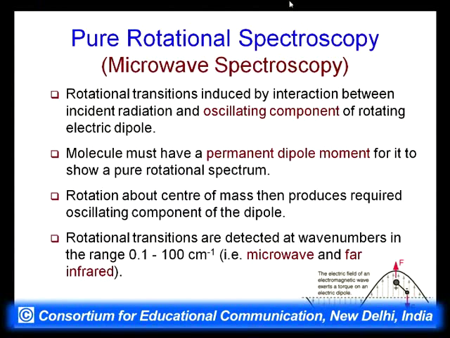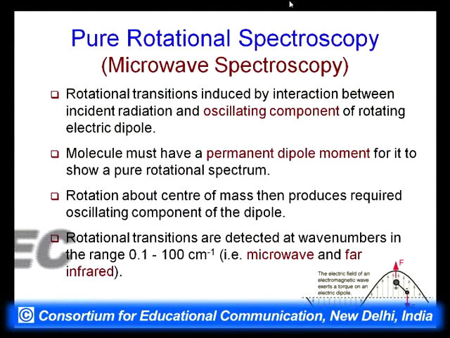And as I have been saying, pure rotational spectroscopy, which is uncomplicated by vibrational or electronic spectroscopy, is studied in the microwave region. It is also called microwave spectroscopy. Any kind of transition is caused by the interaction of electromagnetic radiation with matter. In this case, what is that in the matter that causes transitions to take place? For the electromagnetic radiation, it is the oscillating electric field that causes the transitions.